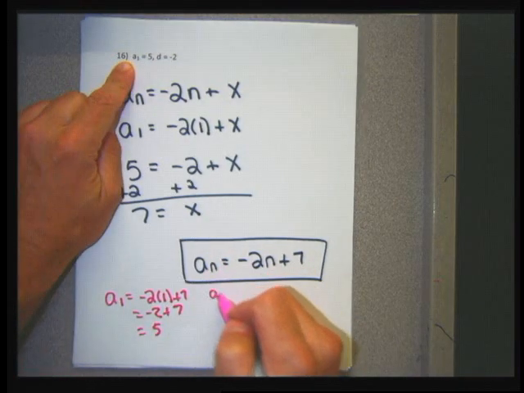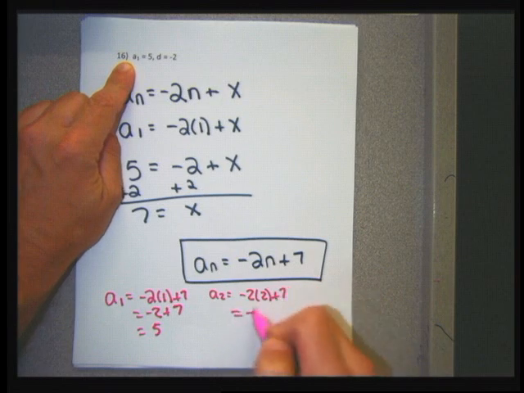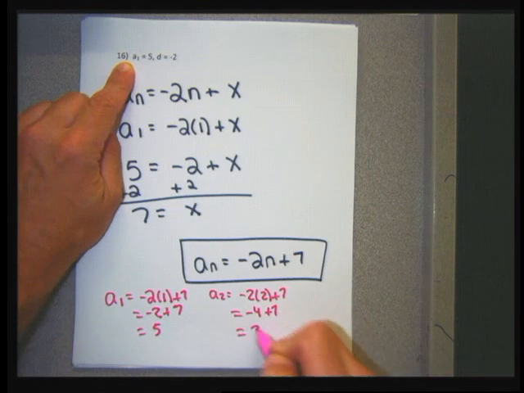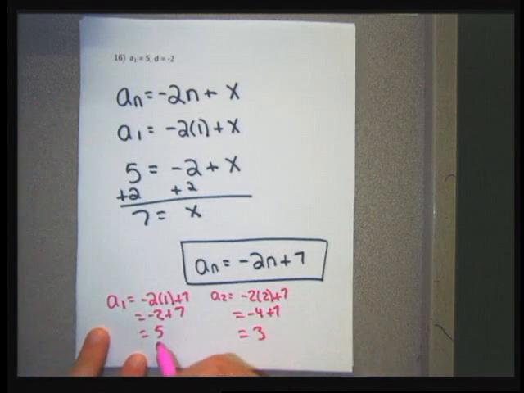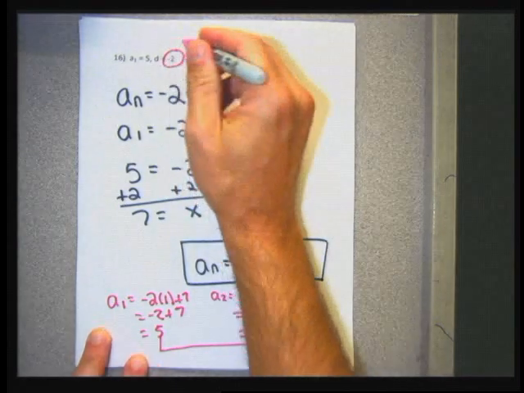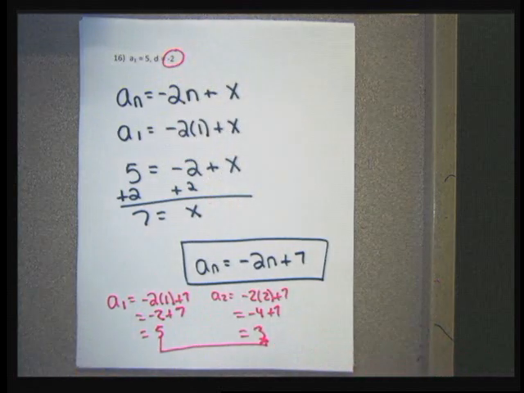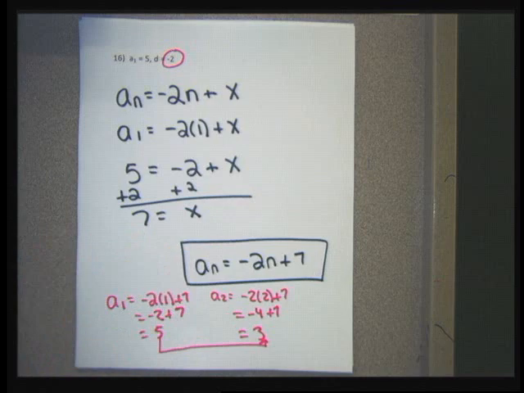If you did a sub 2, you'd go a sub 2 is negative 2 times 2 plus 7, which is negative 4 plus 7, which is 3, and that's good because successive terms are 2 apart, because I'm told they're 2 apart, and better yet, I'm told they're getting smaller, and that's perfect. A sub 3, if I did it, would come out to be 1. So that's the sequence I was trying to construct a formula for, and it works perfectly.